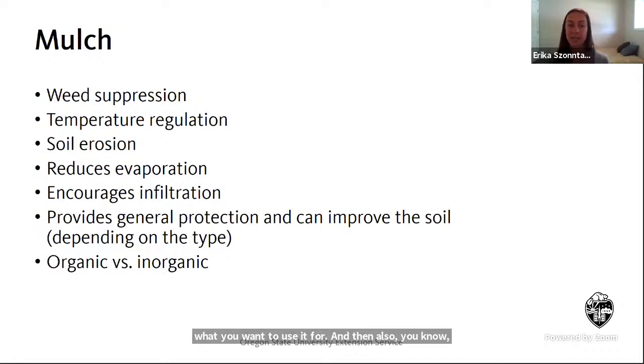So for example, I live in Jackson County, and we tend to have a high risk of fires in the summer. And so I may choose to use a rock mulch around my house instead of a bark mulch, for example. So just do a little bit of research and see what might work best for you.